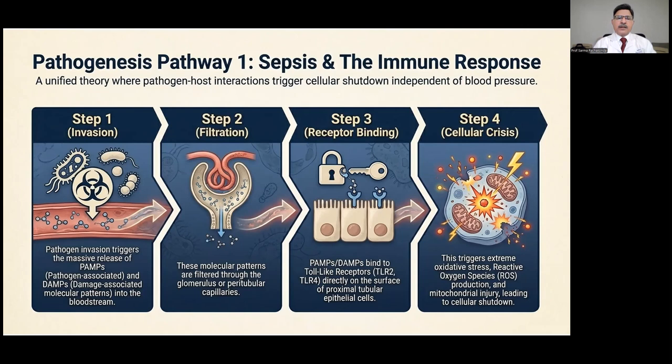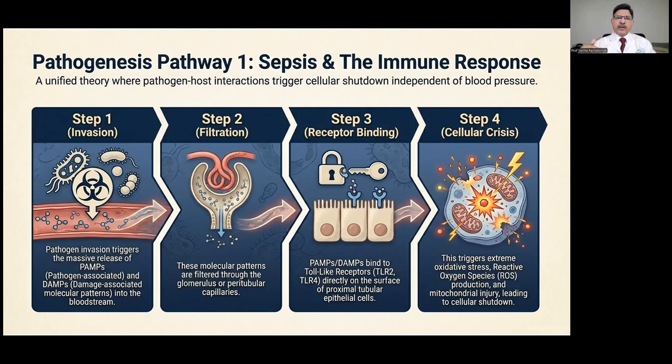Step 2, what happens? These molecules are filtered through the glomerular membrane and into the peritubular capillaries. And step 3, they bind to the toll-like receptors TLR2 and TLR4 directly on the surface of the PCT and produce acute tubular necrosis. And finally, cellular crisis. This triggers extreme oxidative stress, reactive oxygen species are released, and mitochondrial injury is there, leading to cellular shutdown. Now, very clearly we know these are the 4 steps of cellular injury and the pathogens.